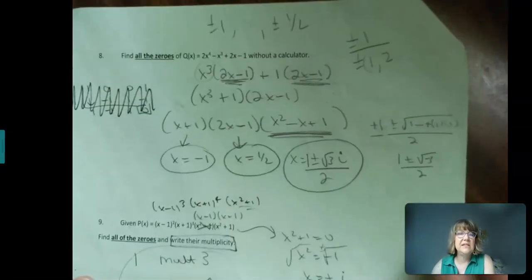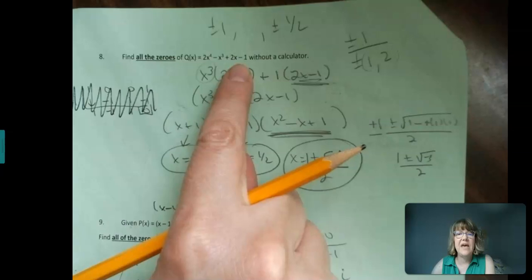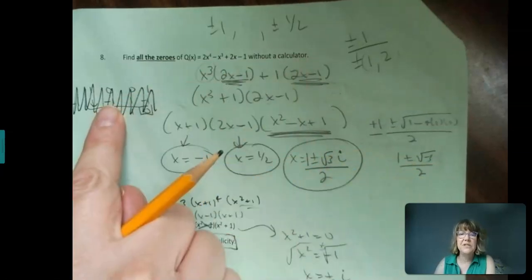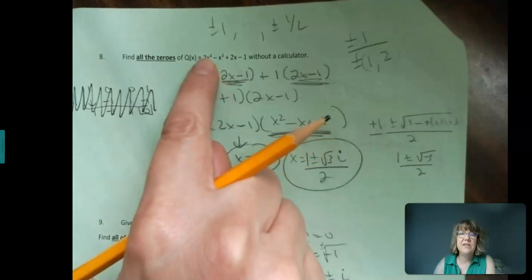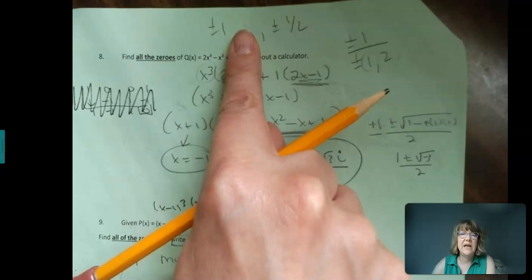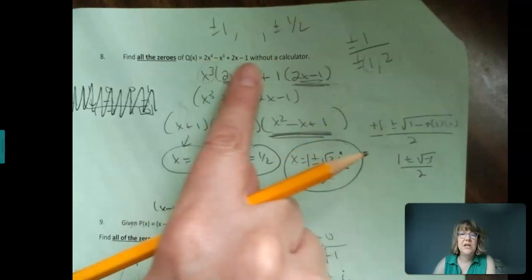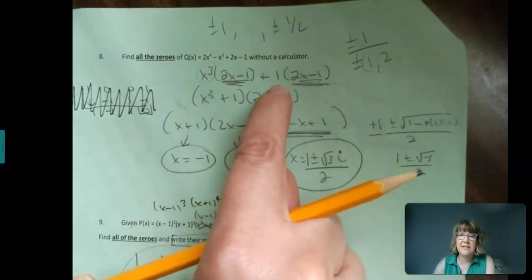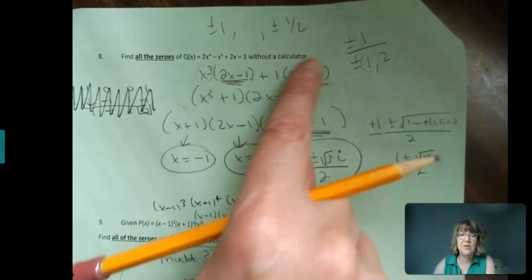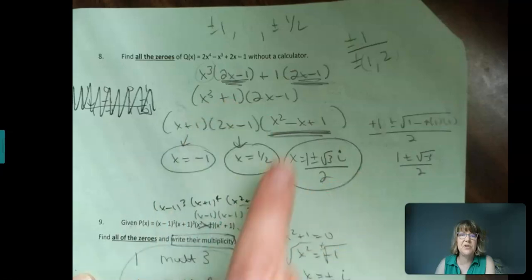Let's look at this one. So this one says, find all the zeros of that without a calculator. You could do the last over the first and try things there, but I noticed I could factor by grouping. I took out GCF, x cubed. I took out GCF of 1. You've got to take something out. See how you get a 2x minus 1? That's my new GCF. So those have that in common, and my leftovers go here.